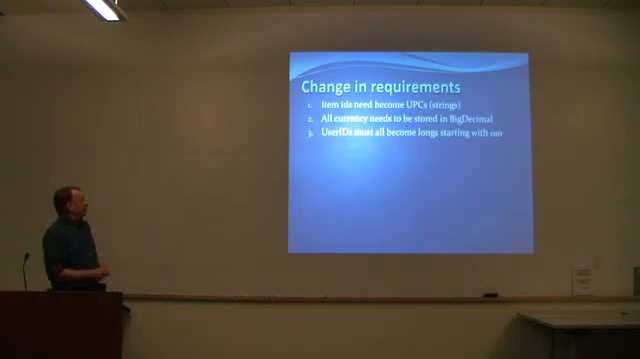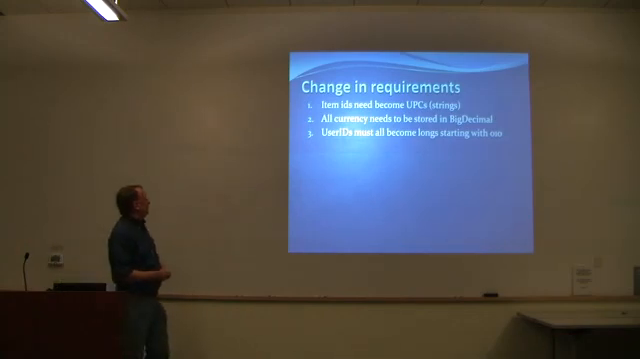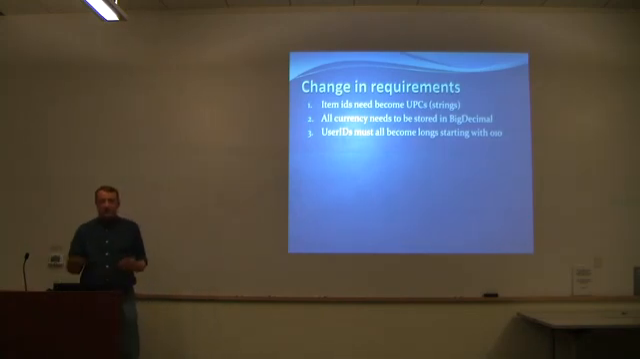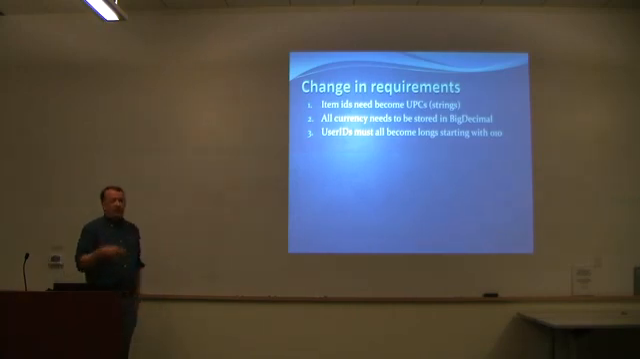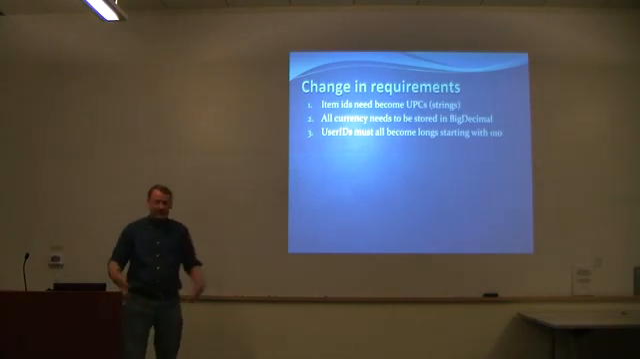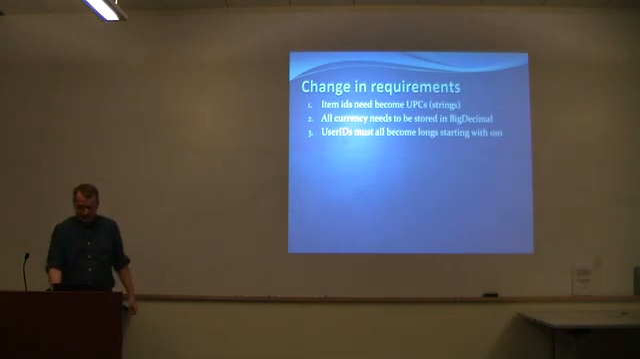So let's go back to our changes in requirements. Item IDs, we can turn them into UPCs. Currencies all have to be stored in big decimal. Let's say you also want user IDs, we're going to turn them all into longs. So every single one of them has to start with 0, 1, 0, because that's just the way user IDs are going to be in our system now.